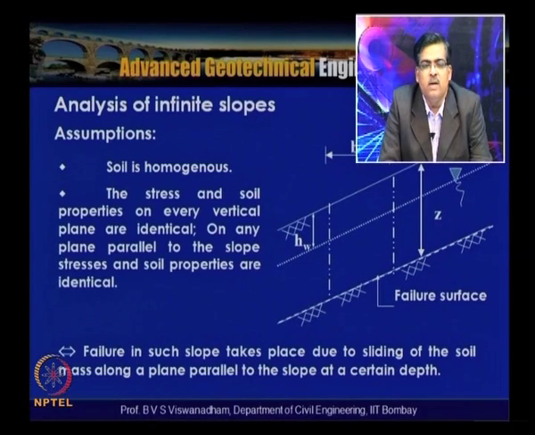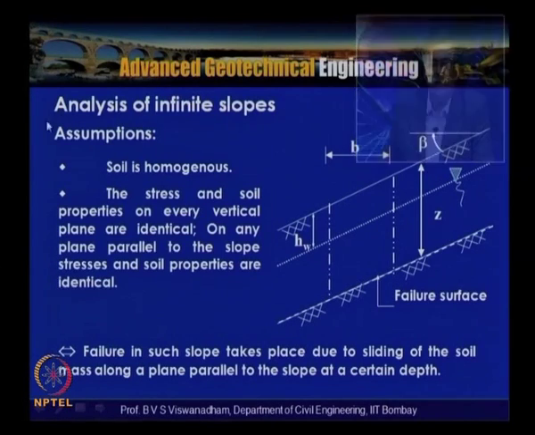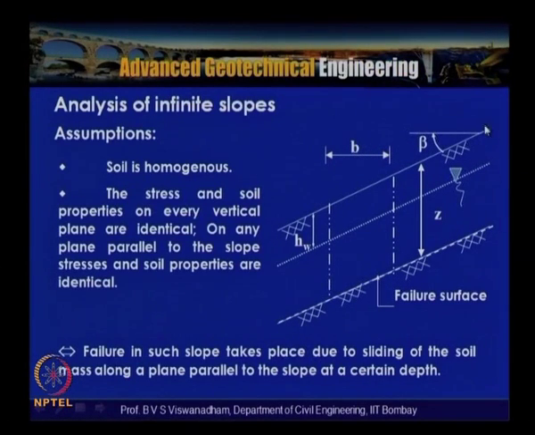So, in the analysis of infinite slopes, in this particular slide a typical cross section is shown. This is the slope surface, which is inclined at an angle beta, and this is the location of a failure surface at a certain depth below the slope surface, that is the depth z along the vertical direction. Let HW be the depth of the groundwater table, measured from the ground surface.